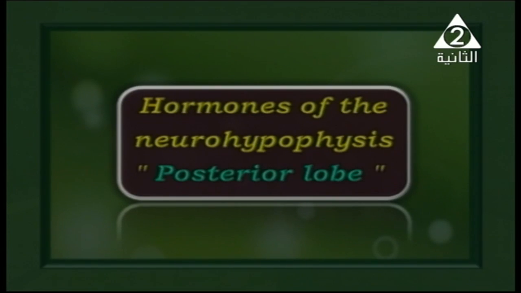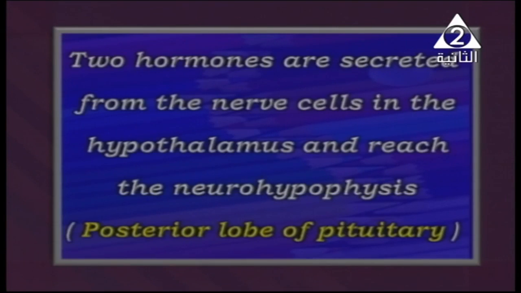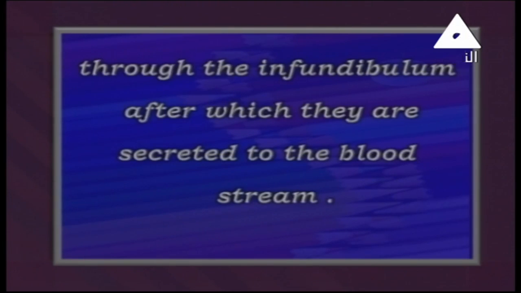What about the hormones of the neurohypophysis, or the other lobe of the master gland, the pituitary gland? We have a group of hormones here in our lesson. Starting with that, there are two hormones that are secreted from the nerve cells in the hypothalamus and reach the neurohypophysis, or posterior lobe of the pituitary gland. The two hormones pass through the infundibulum, and after which they are secreted to the bloodstream.